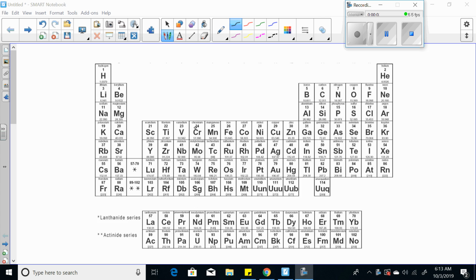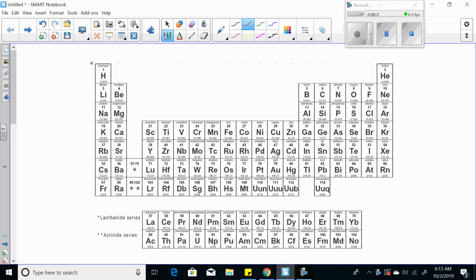All right, so this is an introduction into naming some of the ionic compounds. We're just going to start with some of the easy ones and develop the pattern, and then from there we'll get to some of the more difficult stuff. So in class we talked about using a periodic table and how we can use that to find charge.